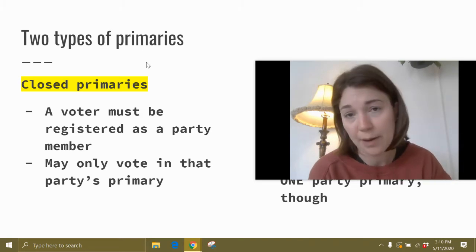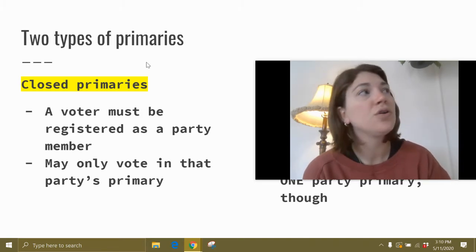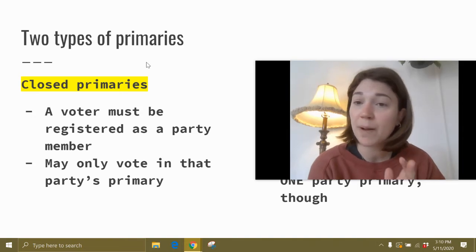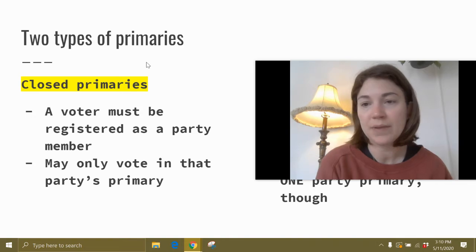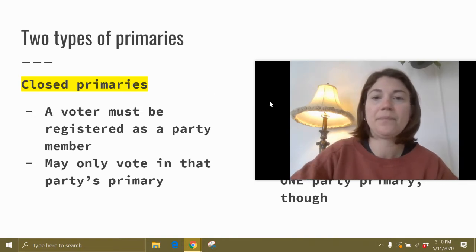You can only vote in that party's primary. So if you were a Republican, for example, a registered Republican, you would not be allowed to vote in the Democratic primary because you're not a Democrat, you're a Republican.